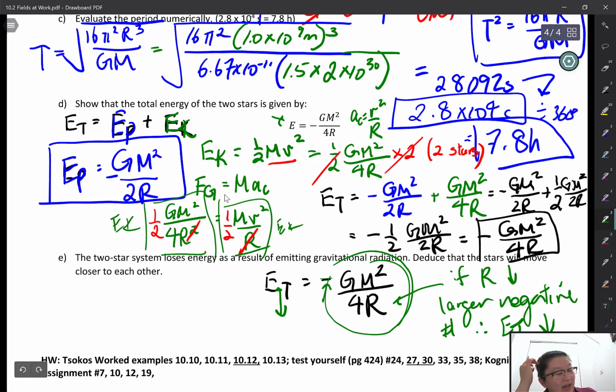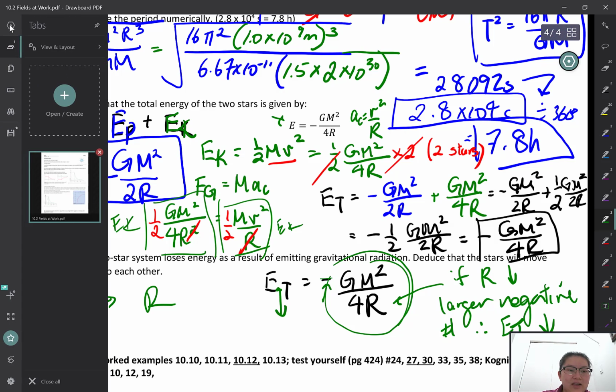In fact, if I have to say this properly in a question: total energy goes down, assuming the masses don't change, that means the radius has to become smaller in order for this whole number to become more negative. So when you explain this question, when you word it, you have to explain it going from total energy to why R has to be lower. So don't work backwards. Always try to work forwards.